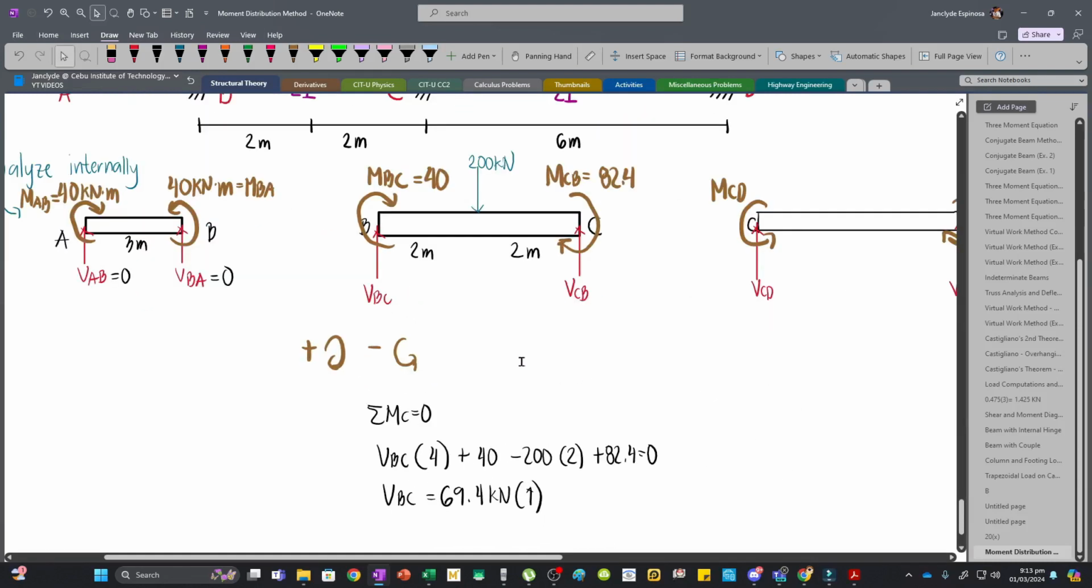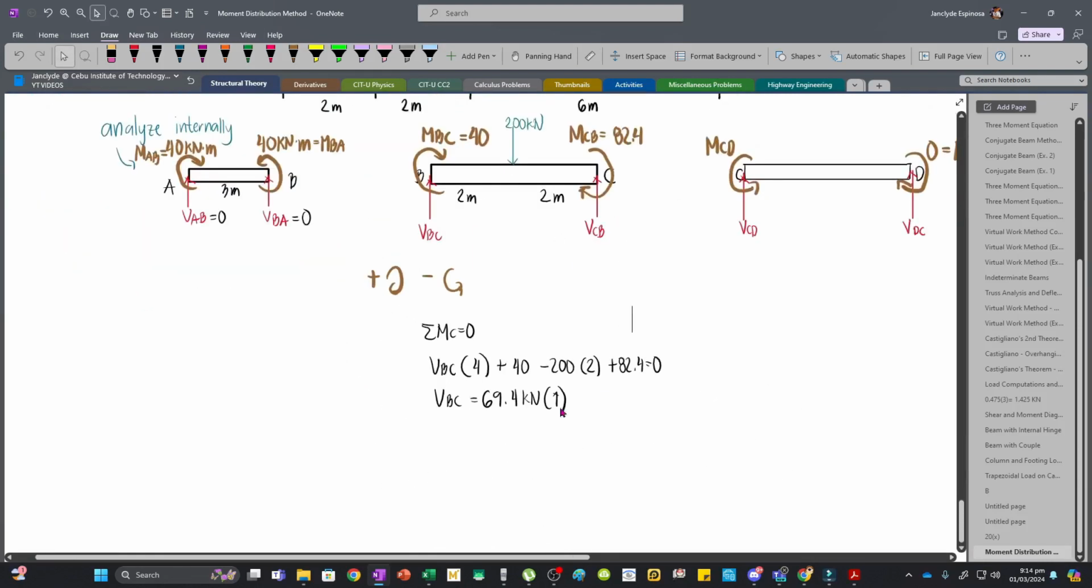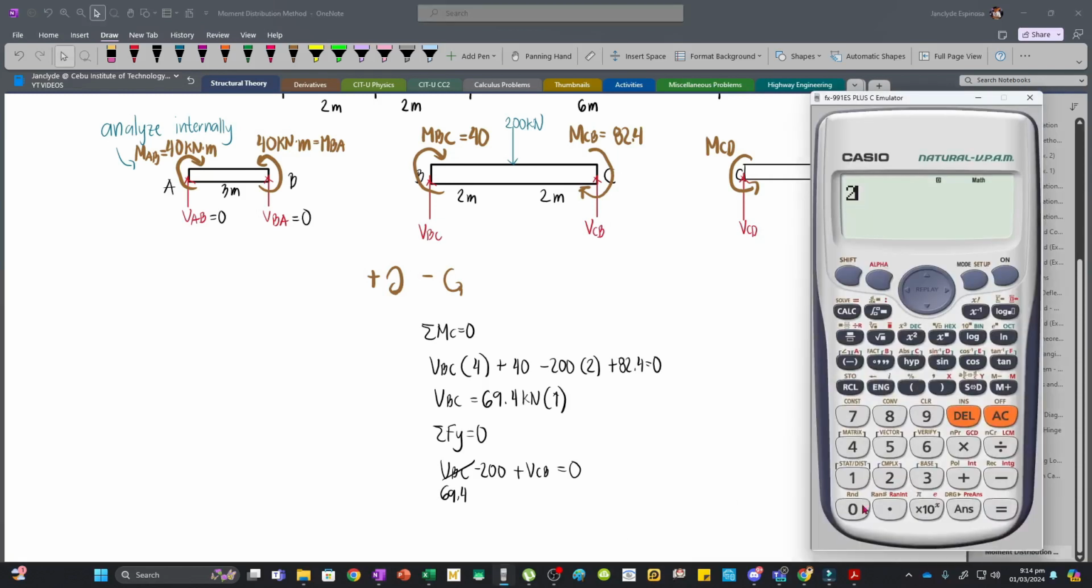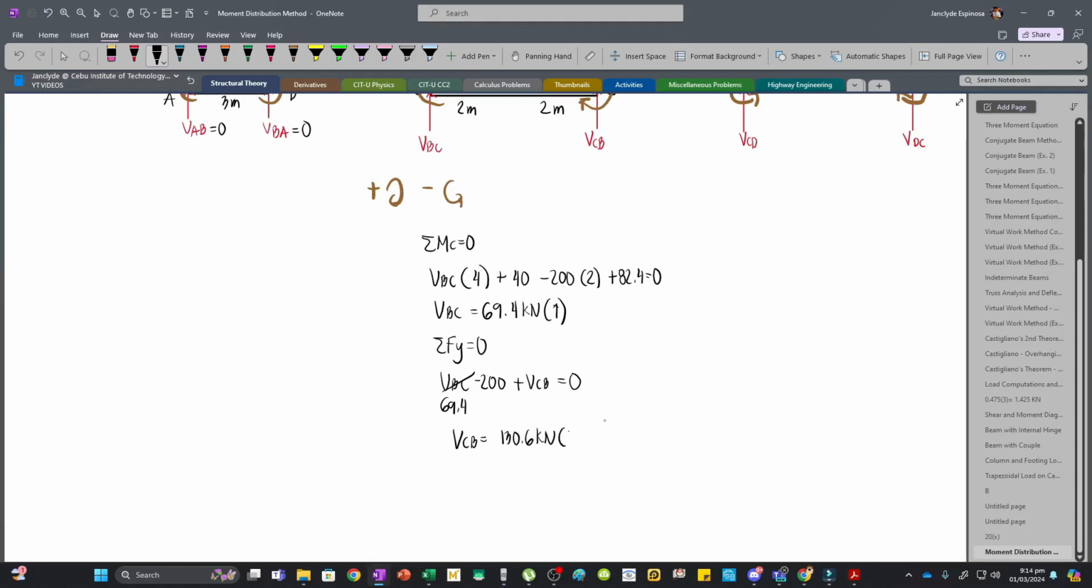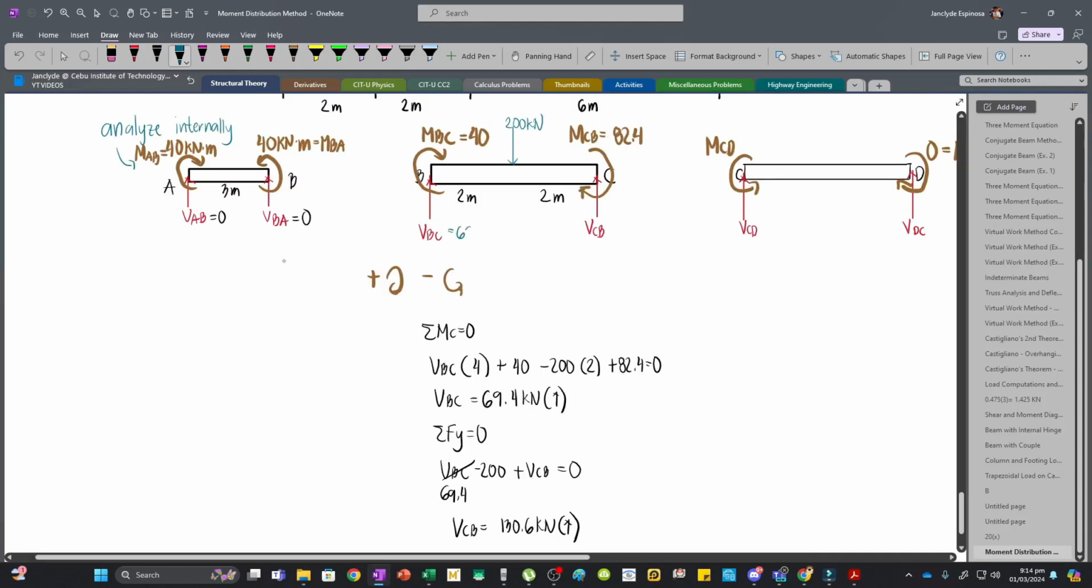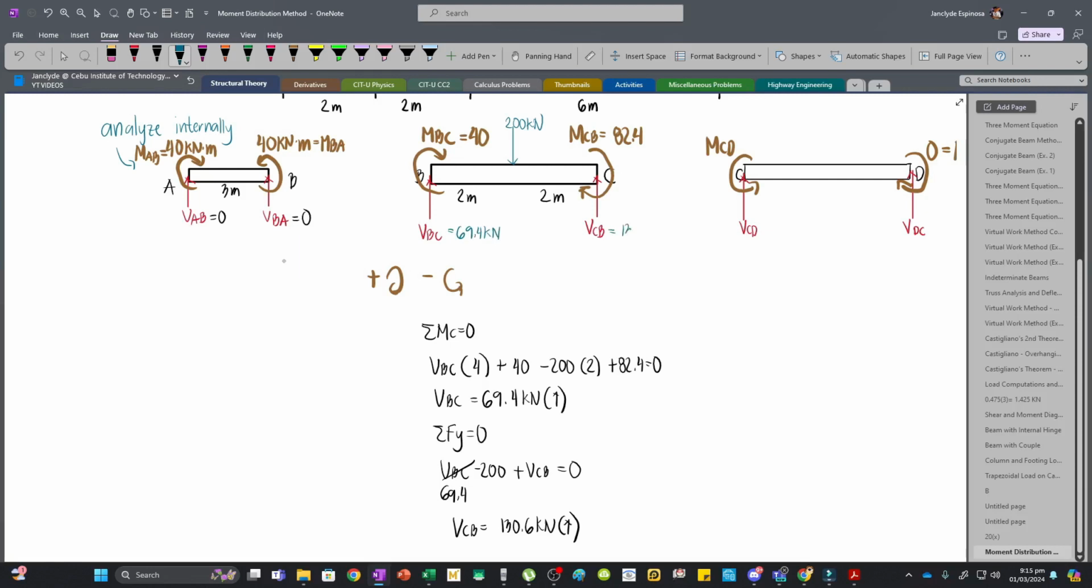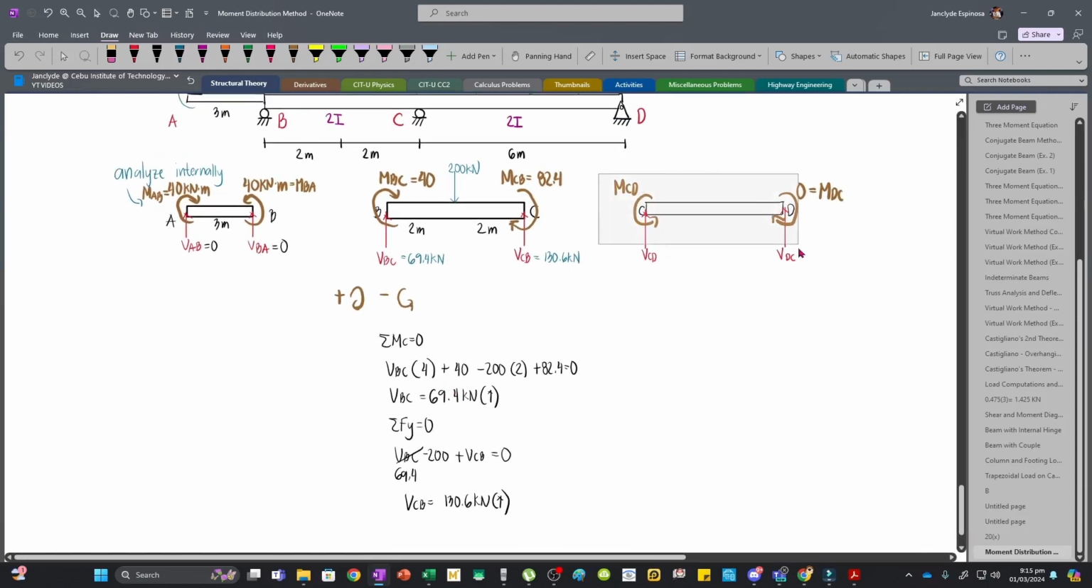And the next, we'll solve VCB. Now to solve VCB, I will just sum up forces vertical. So I have summation of Fy equals 0, which is VBC minus 200 plus VCB. And then this is equal to 0. However, I know that VBC is equal to 69.4. And so 200 minus 69.4, that'll be VCB, which is 130.6. So VCB equals 130.6. And then this is upward. And so this is 69.4 while this is 130.6. And the next, we'll analyze span CD.